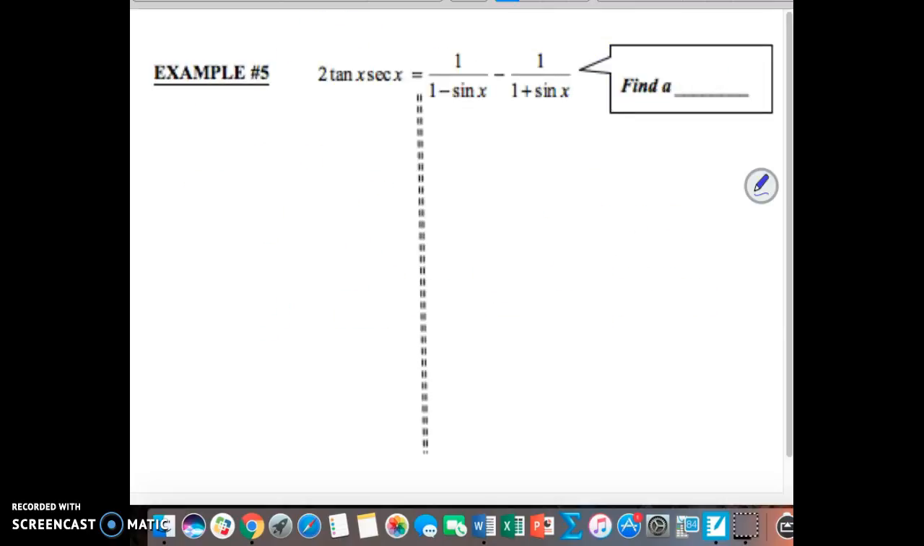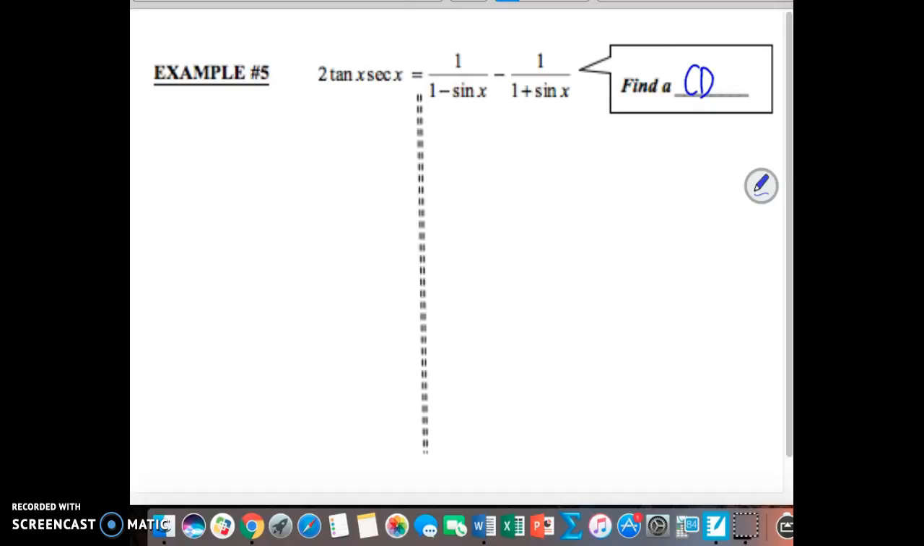Example 5, we have 2 times tangent of x times secant of x equals 1 over 1 minus sine of x minus 1 over 1 plus sine of x. Our first step is to find a common denominator. You'll see a common trend anytime you have 2 fractions that you are trying to add or subtract. It's always a good idea to find a common denominator. Our common denominator in this case will be 1 minus sine of x times 1 plus sine of x.